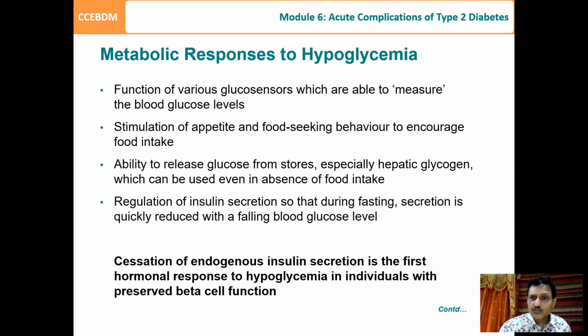It suppresses the insulin secretion and increases the glucagon secretion, so that there is liberation of glucose from the glycogen in the liver, and also from the glycogen in the muscles, and liberation of energy from the stored glycogen. So the first response of the body, as far as the hormonal function is concerned, is stopping the insulin secretion. This is the first response.